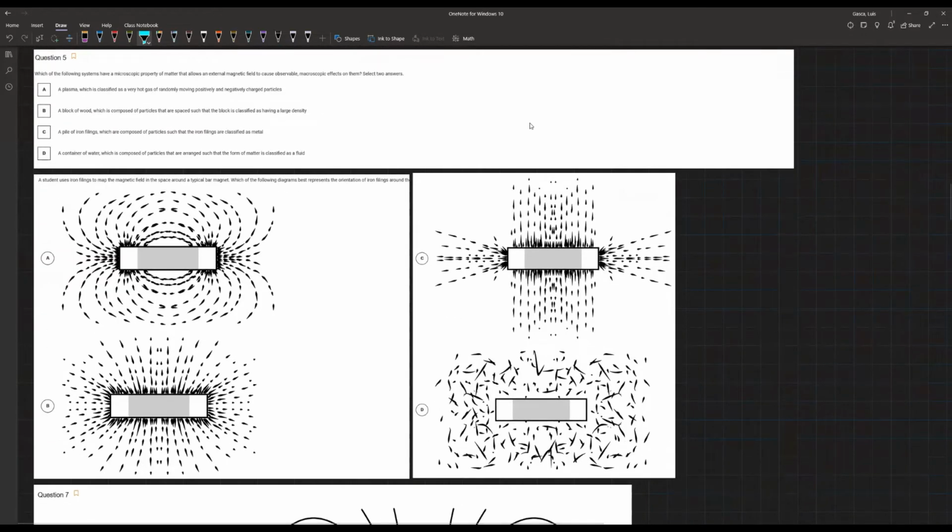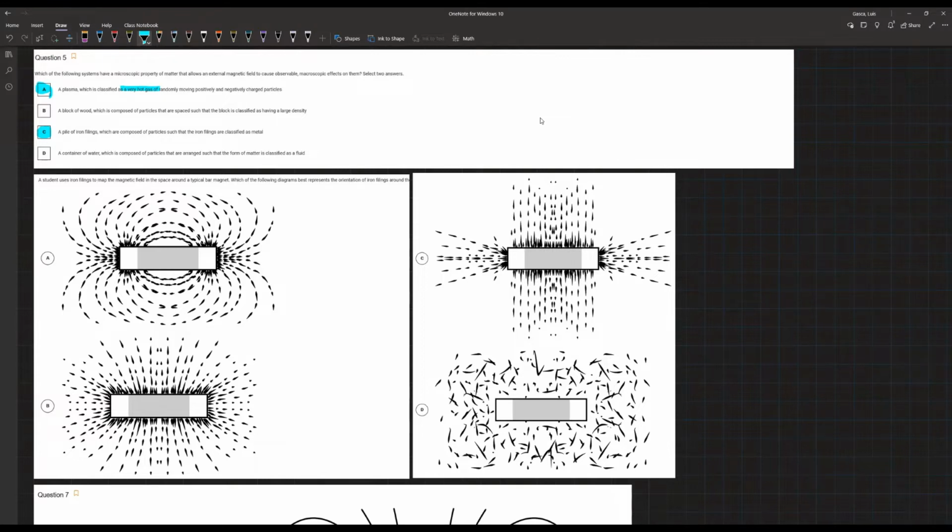Question 5. Which of the following systems have a microscopic property of matter that allows an external magnetic field to cause an observable macroscopic effect? So if we look at this, that is going to be the iron filings that align themselves to the field, and the plasma is a very hot gas that has randomly moving particles. So these are the best ones. The other objects here do not have a noticeable charge or magnetic property for us to take advantage of.